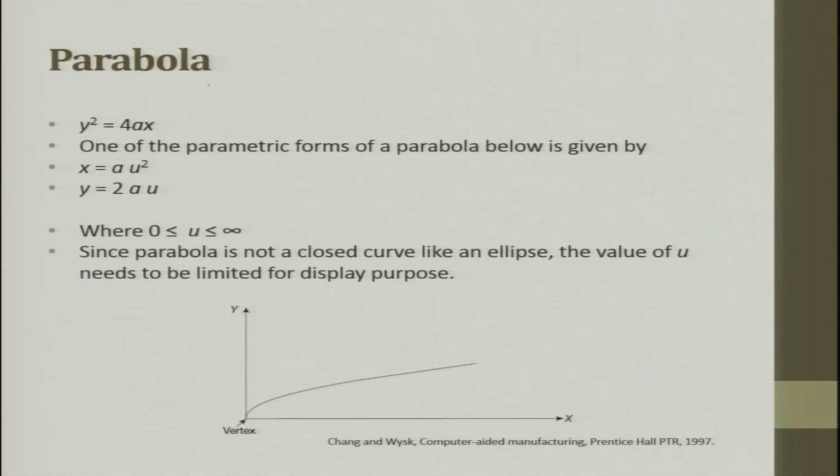The parabola is y square equal to 4ax. One of the parametric forms of the parabola is given by x equal to a u square and y equal to 2au, where u takes a value, and this is very important, from 0 to infinity. Since the parabola is not closed, that is why we go to infinity. Since the parabola is not a closed curve like an ellipse, the value of u needs to be limited for display purposes.